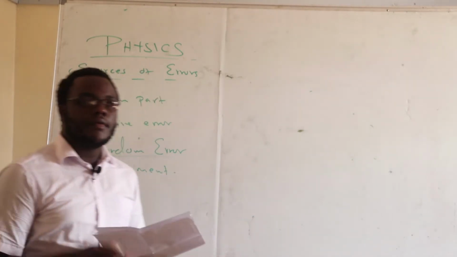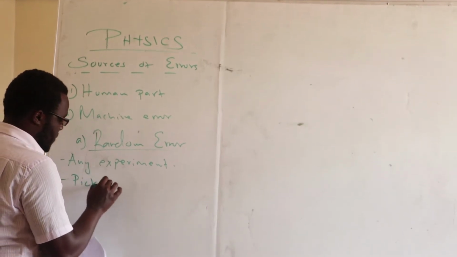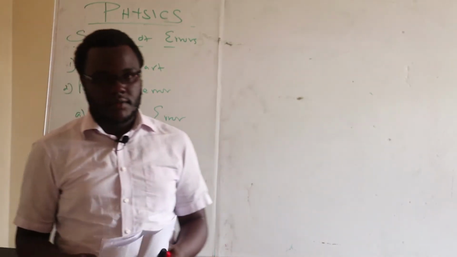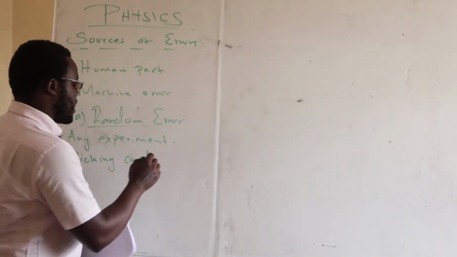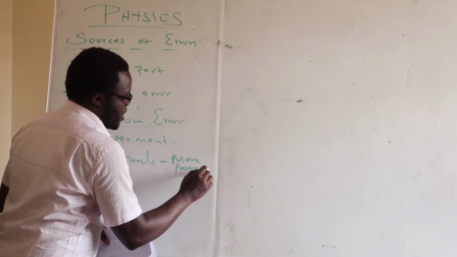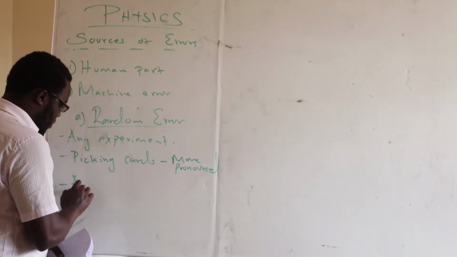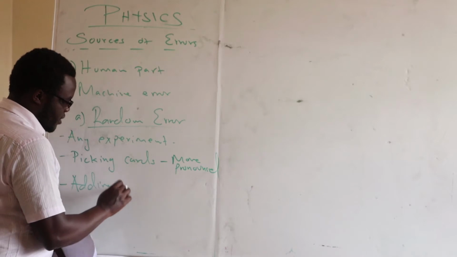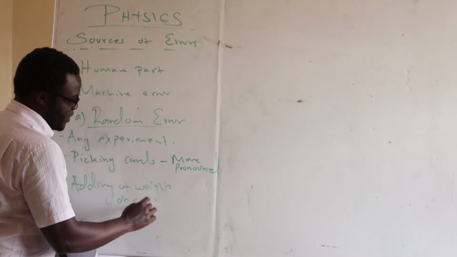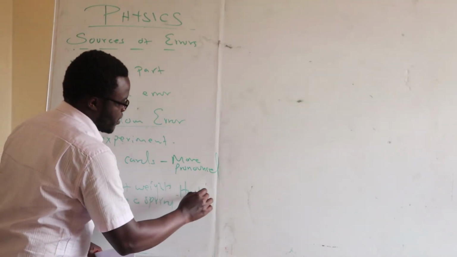If you look at an example of somebody trying to pick cards from a deck or a pack of cards, the error will be more pronounced as compared to an experiment that involves the adding of weights on a spring, also known as the Hooke's law.